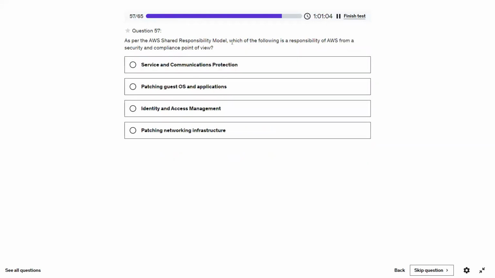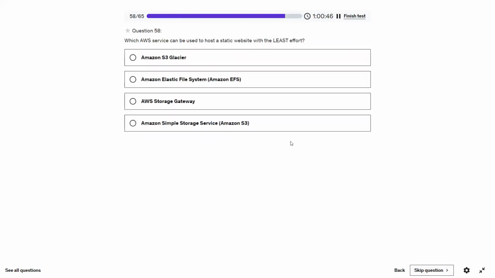As per the AWS shared responsibility model, which of the following is the responsibility of AWS from a security point of view? Service and communication protection, patching of guests. So that is the customer. I am wrong. Patching and network. So network infrastructure patching is their responsibility.